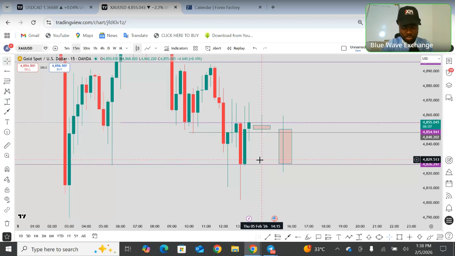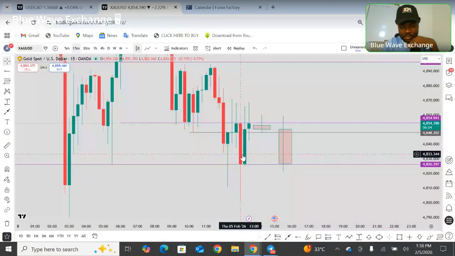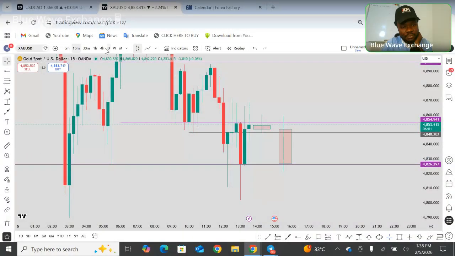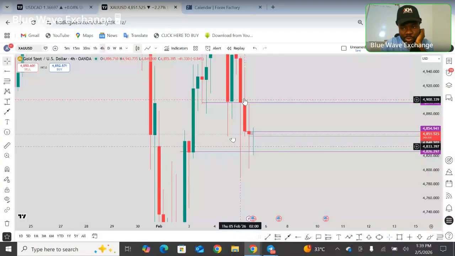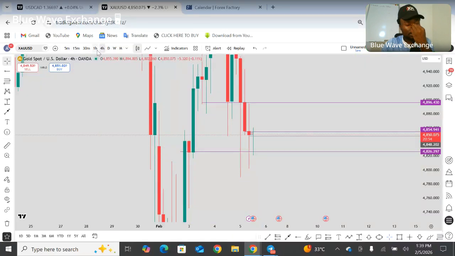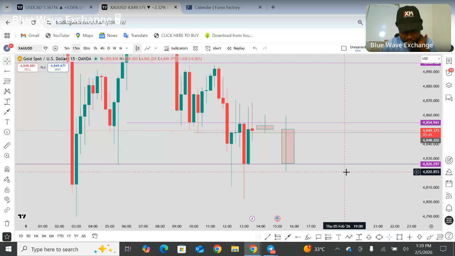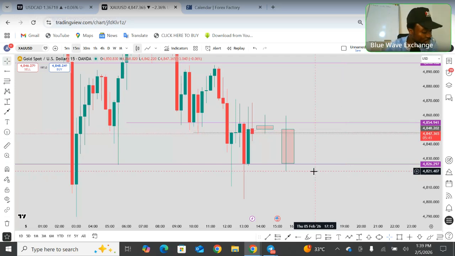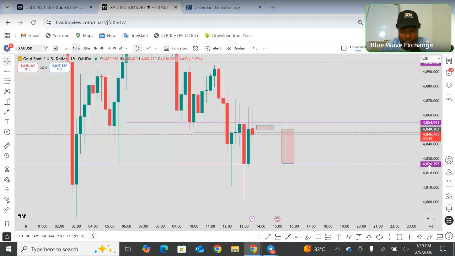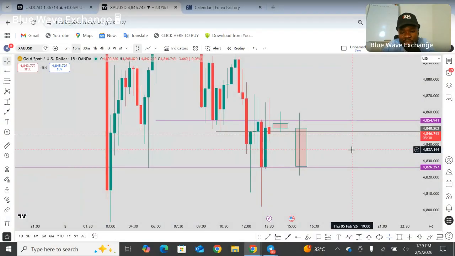So let's see if the resistance is going to form. Because looking at the H4, they are all bearish candles, and the trend is a downtrend. So you have like 5 minutes. It might be fast.